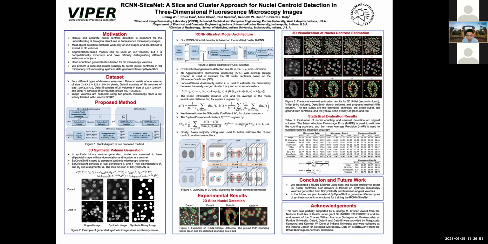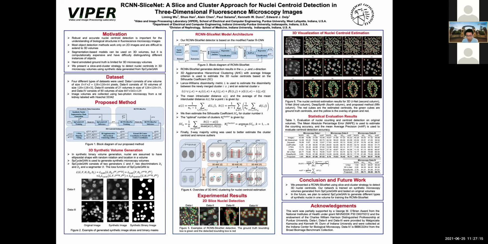That's for the visualization, and for the statistical evaluation results, we use the mean absolute percentage error, the MAPE, to estimate the counting accuracy, and we use the mean average precision to evaluate the centroid detection accuracy. We evaluated on 4 different data.